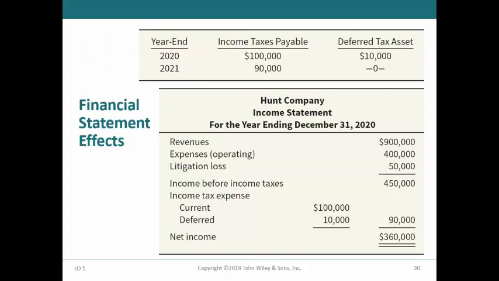On the income statement or in the notes, we would break down the income tax expense for 2020 into the current and deferred portions. The current portion is the amount of income taxes payable reported on the tax return of $100,000. The deferred portion is the deferred tax asset of $10,000 that would be subtracted to show the actual income tax expense for financial purposes of $90,000.